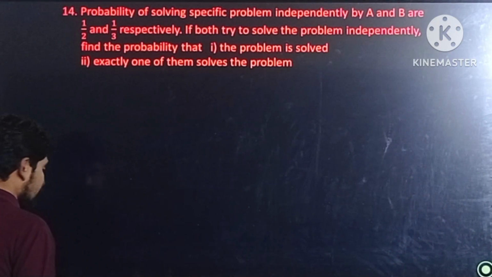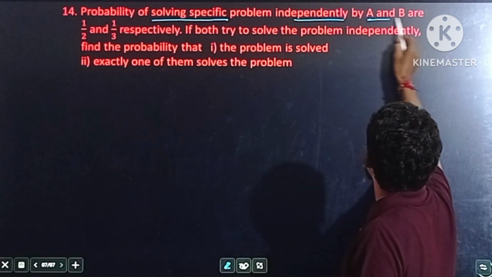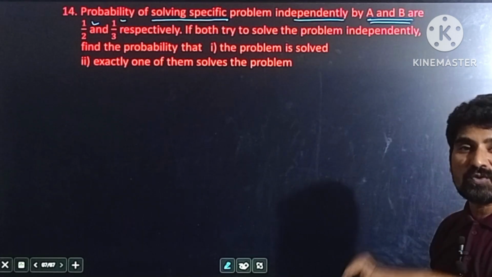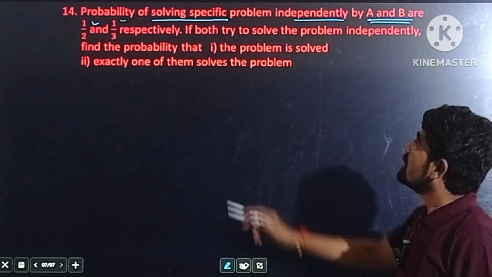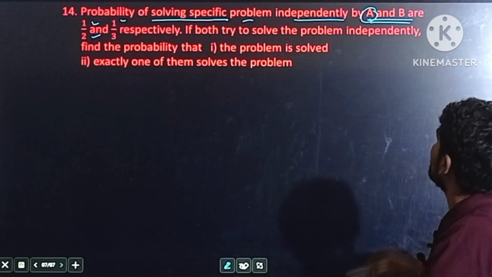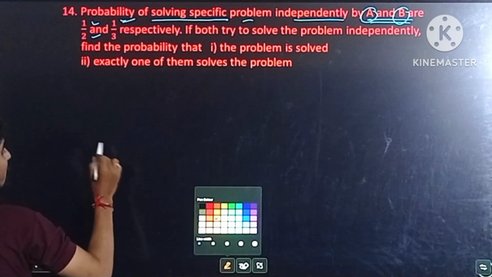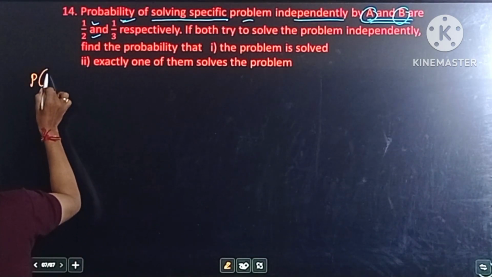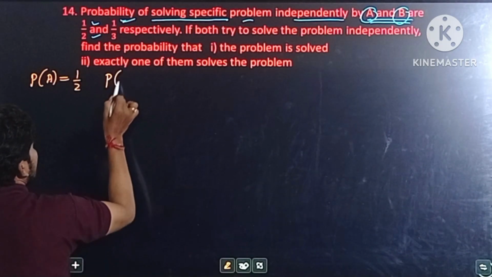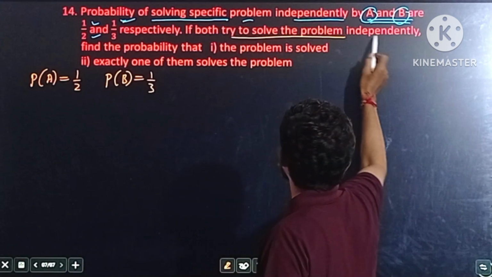probability of solving a specific problem. See here, the probabilities of solving a specific problem independently by A and B are 1 by 2 and 1 by 3. Here A and B refer to students. The probability of solving the specific problem by student A is 1 by 2, and the probability of solving that specific problem by student B is 1 by 3, respectively, if both try to solve the problem independently.